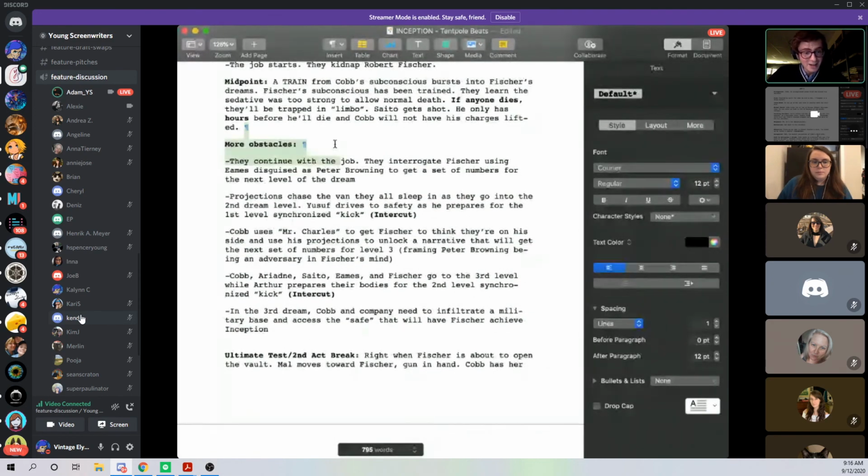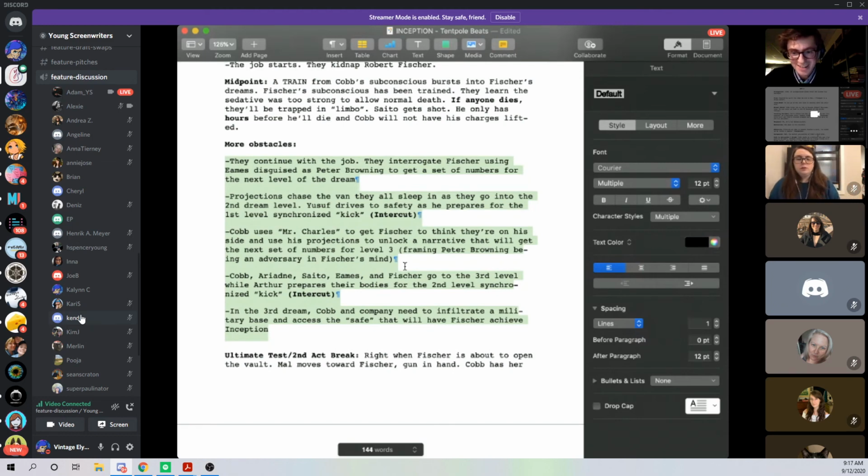Anyway, the second half of Act 2 is actually them doing the job. It's a series of progressively intense obstacles that are really, really well done. I think this is actually the strength of the movie, is how well they accelerated the second half of Act 2. This is the part that was in all the movie trailers.